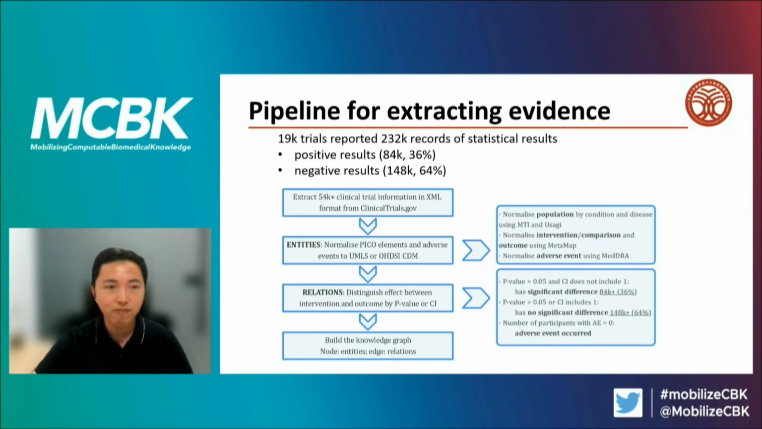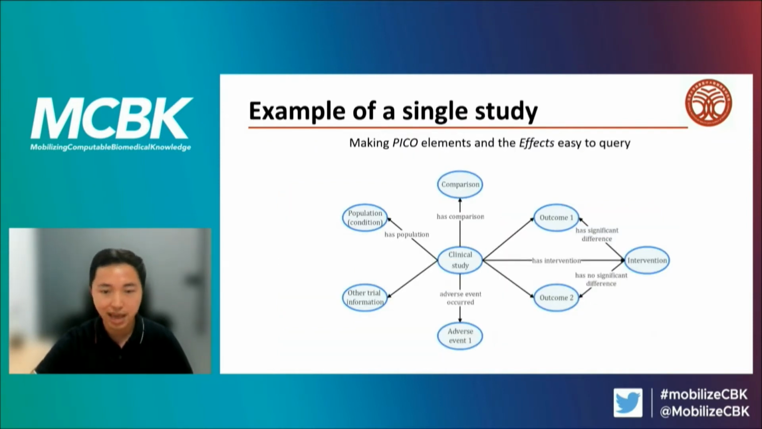Ultimately, we found 232,000 statistical results. Among them, 36% are positive results, while 64% are negative results. We then loaded the content into a graph database to make PICO elements and the effect easy to query. A simplified schema for a clinical trial is presented on the slide.